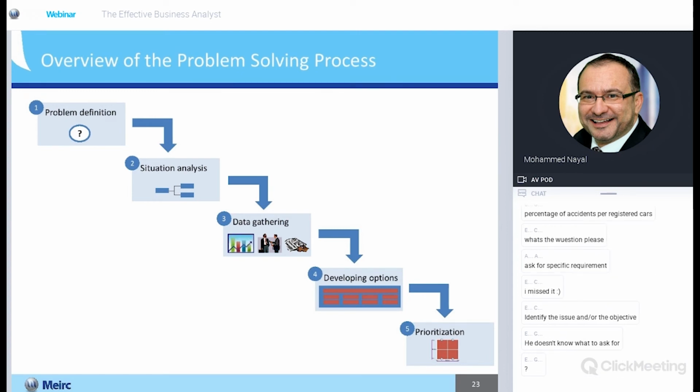Could have very easily. Okay, good. He doesn't know it. Yes, he doesn't know what to ask for. Very good. That's a good answer. Some of the times, the manager doesn't really know. So it's your job as an analyst to write down and to say, Mr. Manager, this is what I think you want.